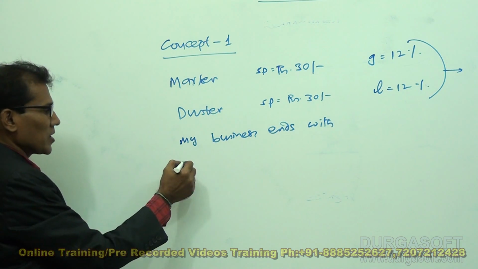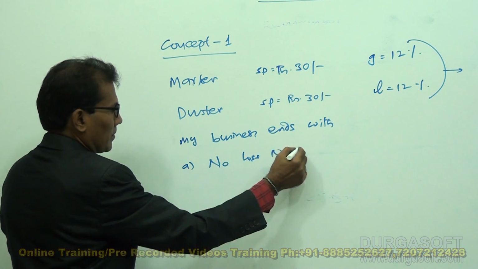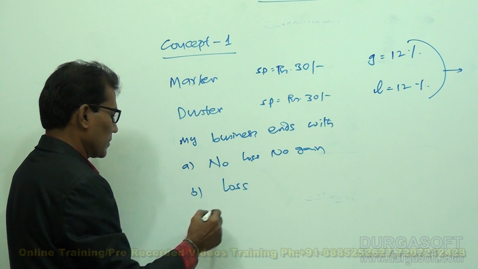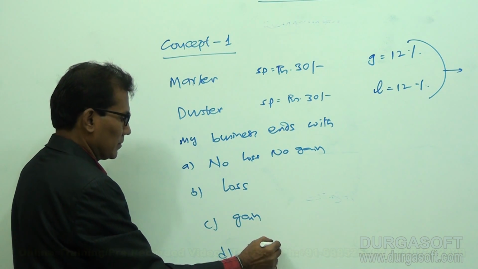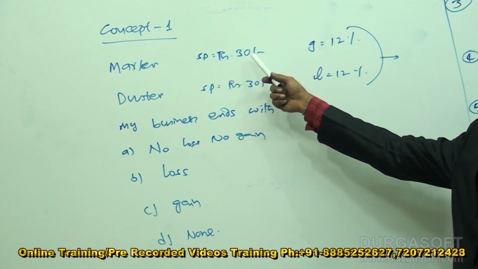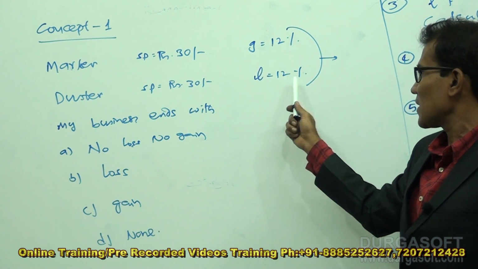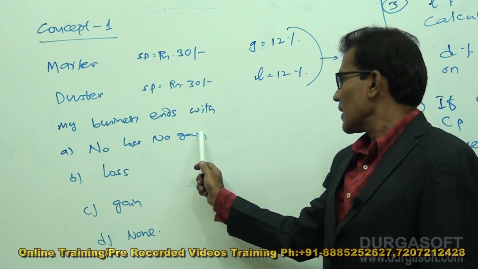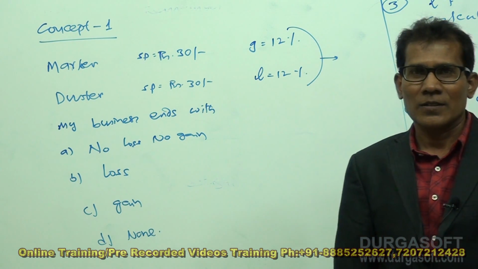I'll give you the options. Option A, no loss, no gain. B, there is a loss. C, there is a gain. D, none. I sold 2 articles, a marker for 30 rupees with the profit of 12%. I sold the duster for 30 rupees with a loss of 12%. Now, at the end of the business, options are, I have no loss, no gain, or I have loss, I have gain, and none. What will be your answer?